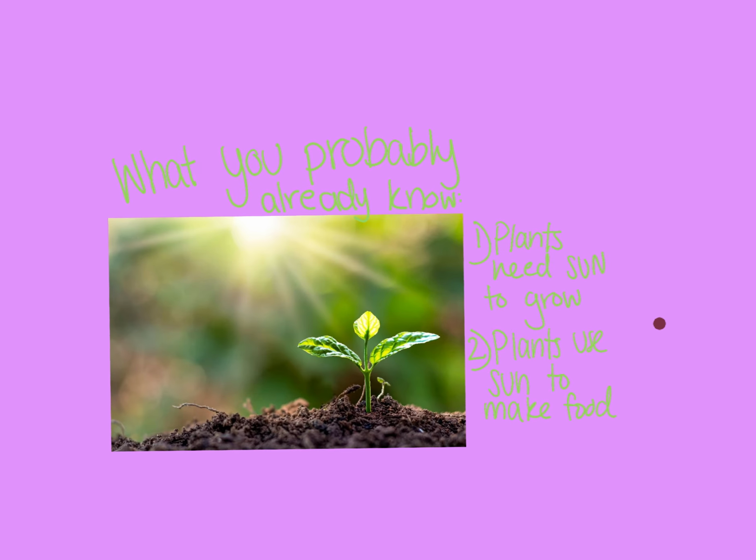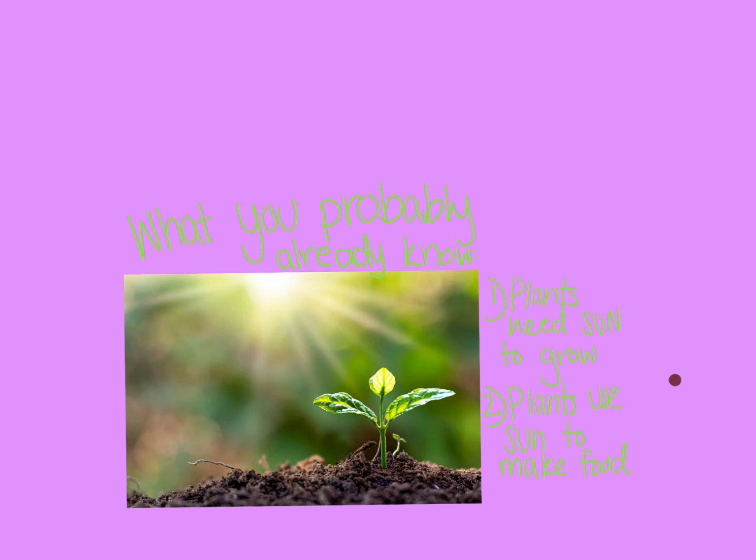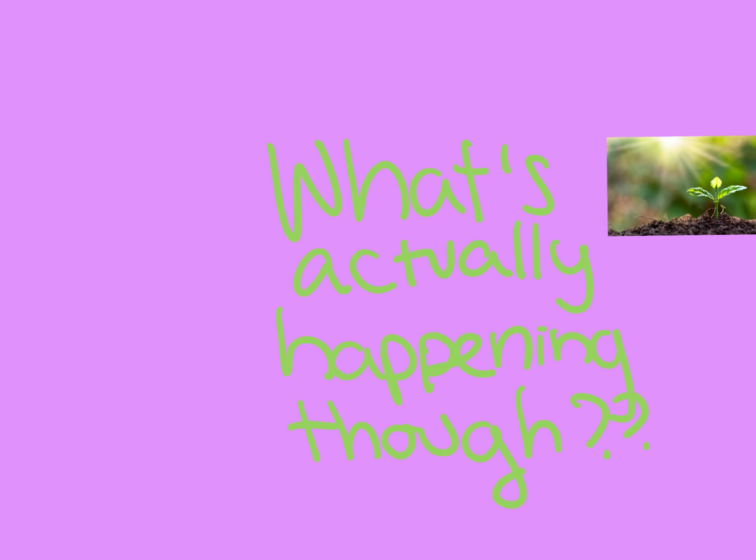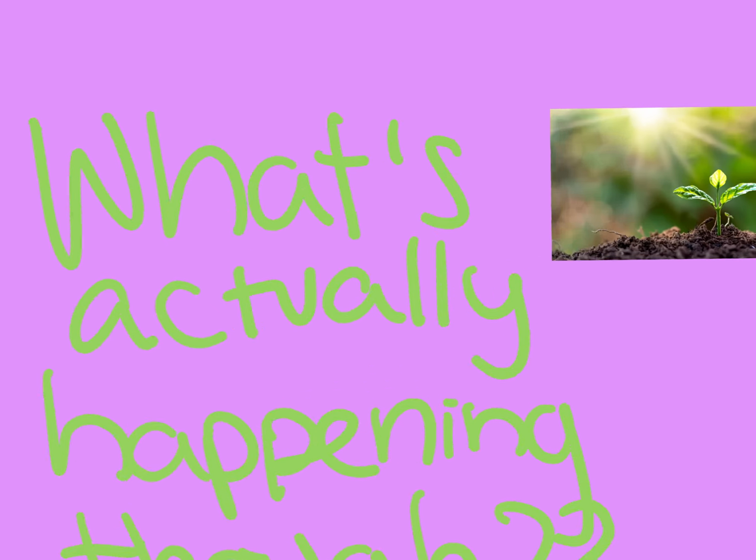So what you guys already know. I know you guys already know this because we've talked about it in class a couple times already. But obviously plants need the sun to grow because plants use the sun to make food. That's why plants are autotrophs. They make their own food. Preparan su propia comida.